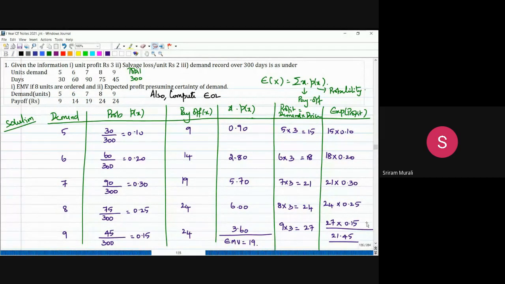Finally, expected profit means E of profit: the expectation of profit is equal to profit into the chance of getting the same profit. Profit, we just found. How many units are required? 5. What is the profit? 3. So 5 into 3. Because the question itself says expected profit presuming certainty of the demand, based on the demand, compute the profit. So the demand is given here, profit is here: 5 into 3, 6 into 3, 7 into 3, 8 into 3, 9 into 3. That is what I took. Is this clear?